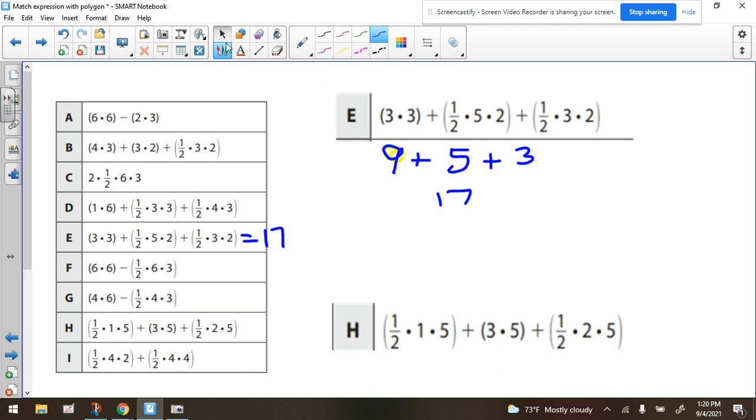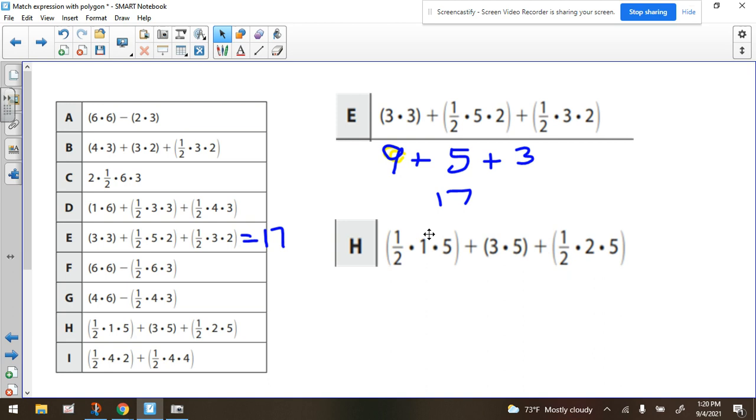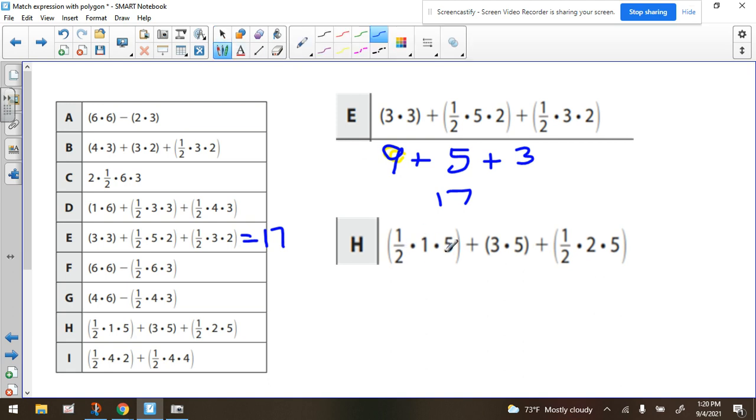Let's look at H. Let me move this up. All right, so same thing applies here. You may recognize this as maybe being the dimensions of a triangle, and maybe you recognize this as being the dimensions of a rectangle and then another triangle. But if you're not skilled with that, then let's proceed with simplifying it.